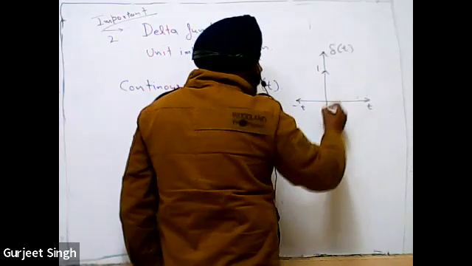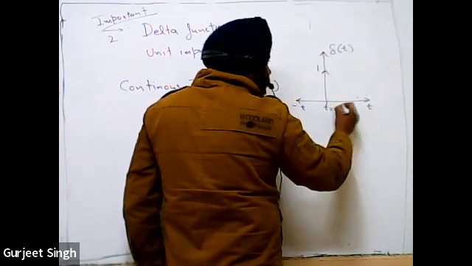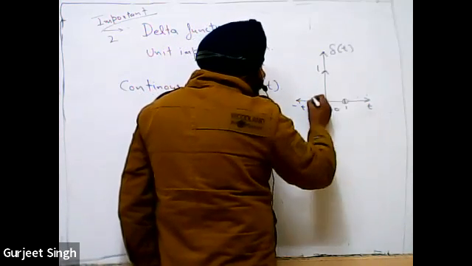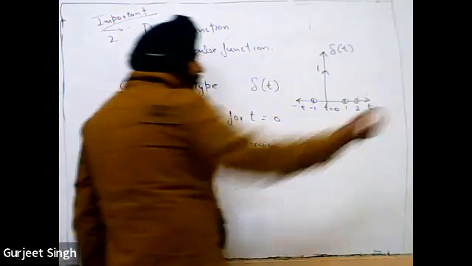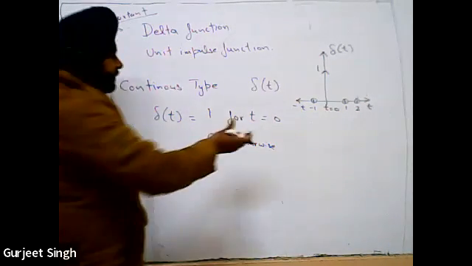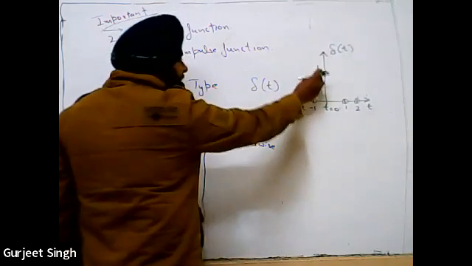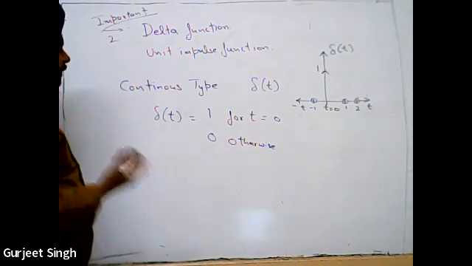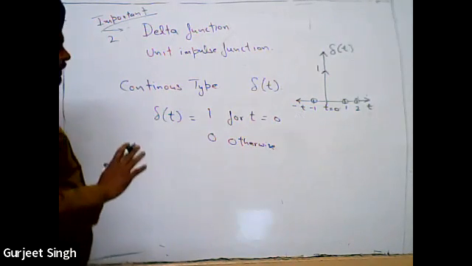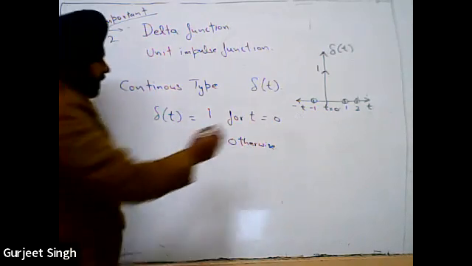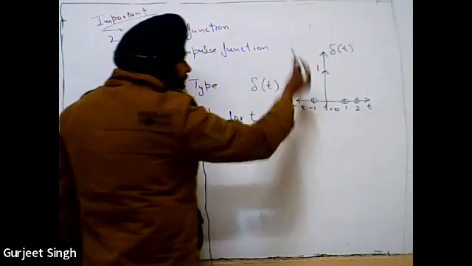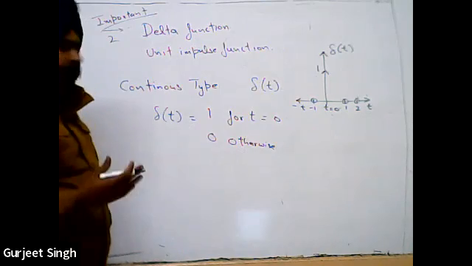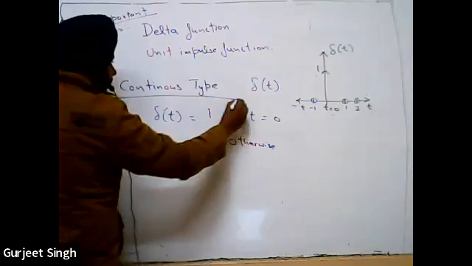Its amplitude is 1 for t equal to 0. At all the other positions, like 1, -1, 2, its value is 0. This is called the delta function or the unit impulse function. It has only a single value at t equal to 0, with amplitude 1, and at all the other positions the value is 0. This is the continuous type.